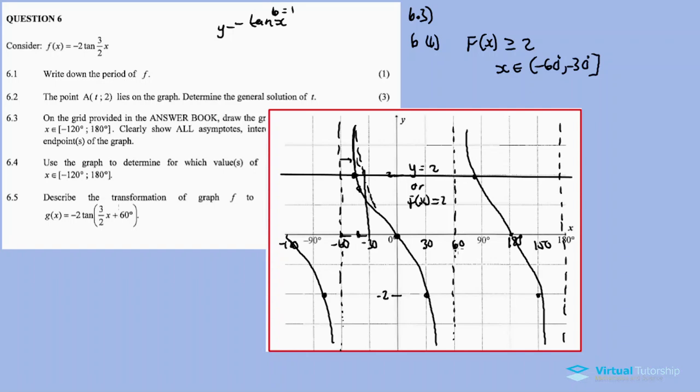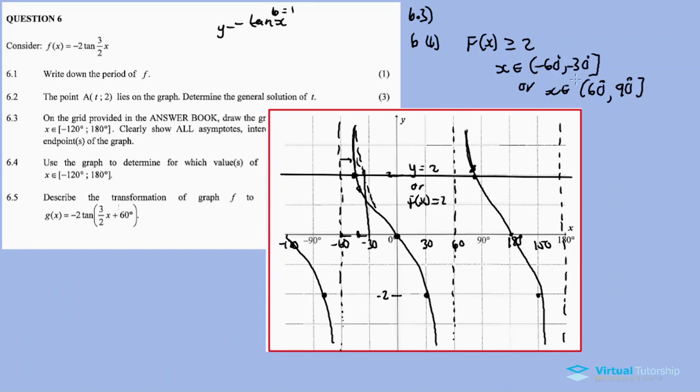And then here we see from 60 degrees to 90 degrees we have greater, so it's all x element of 60 degrees excluded to 90 degrees included. This one we include because it is on the graph, and the 60 degrees is an asymptote. Or another way, maybe you can do it the backdoor way. You just say f at x, put minus 2 tan 3 over 2x on the left hand side with the equal sign, equal to 2, then you get the general solution for x.